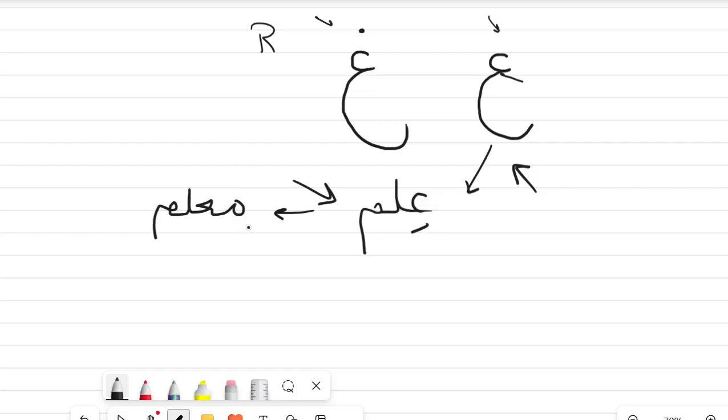This is, I would read it as معلم. معلم. And معلم means teacher. So, what's happening here? Now, this letter changed so much. Now it looks like a triangle. The way I write it, it will be like this.